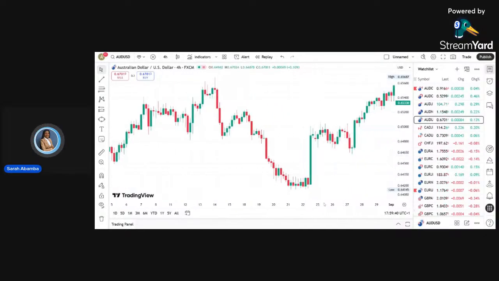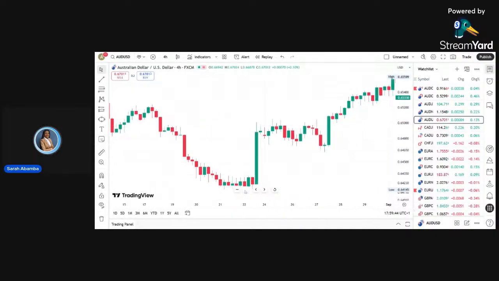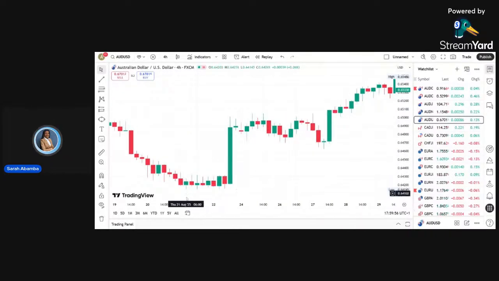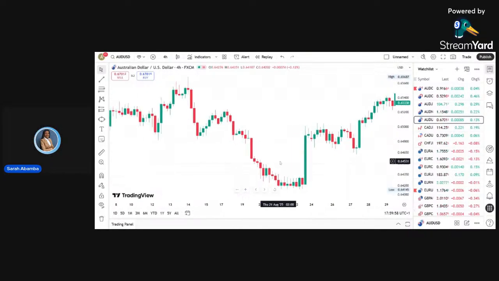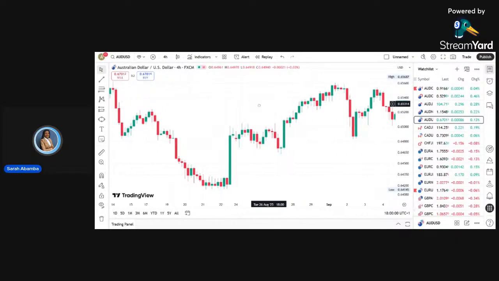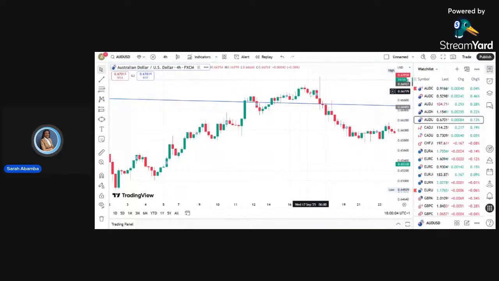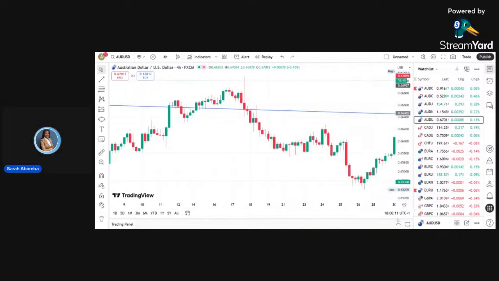It got here and gave another bullish engulfing. Let me expand the chart so that you see the bullish engulfing. This first candle is a bearish candle. The second candle is a bullish candle that totally covers this one, and the market started going up again. So you see how it was just going up and down by the formation of the candlesticks. It came here, gave a bearish engulfing pattern and a bearish pin bar, and it started coming down again.